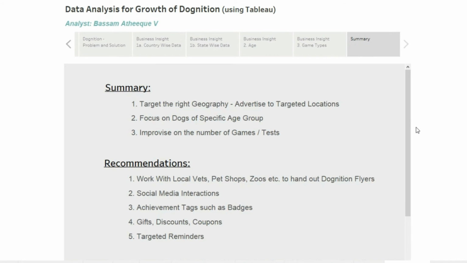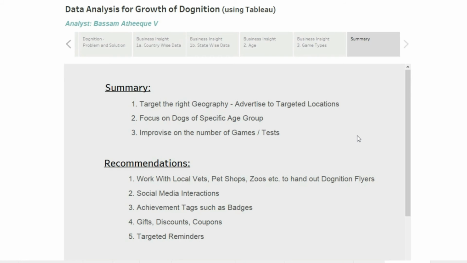Finally, summarizing all that, there were 3 major steps which I discussed about. Let's just summarize. First is target the right geography. So like we discussed, we have to concentrate on the major country first, that is hands down USA, so let's not argue much about that.